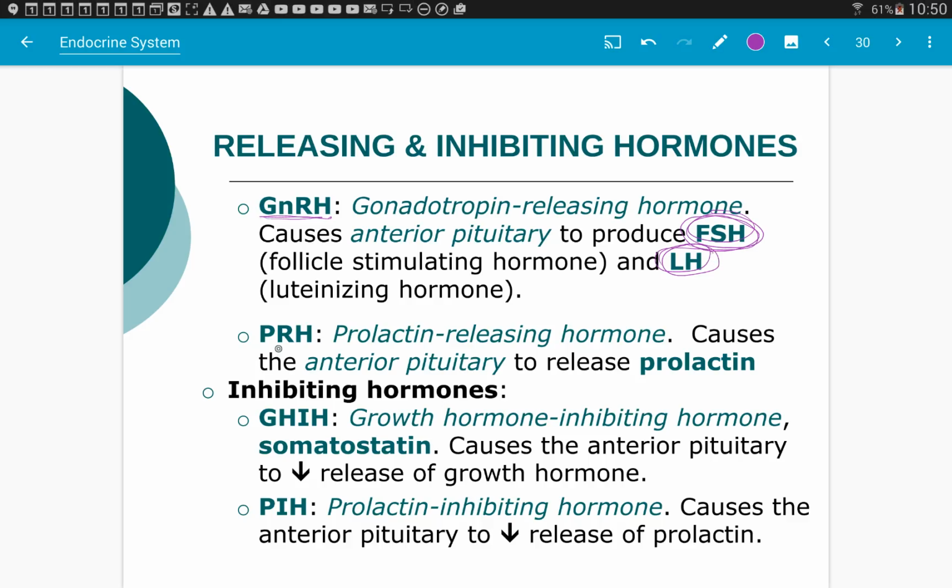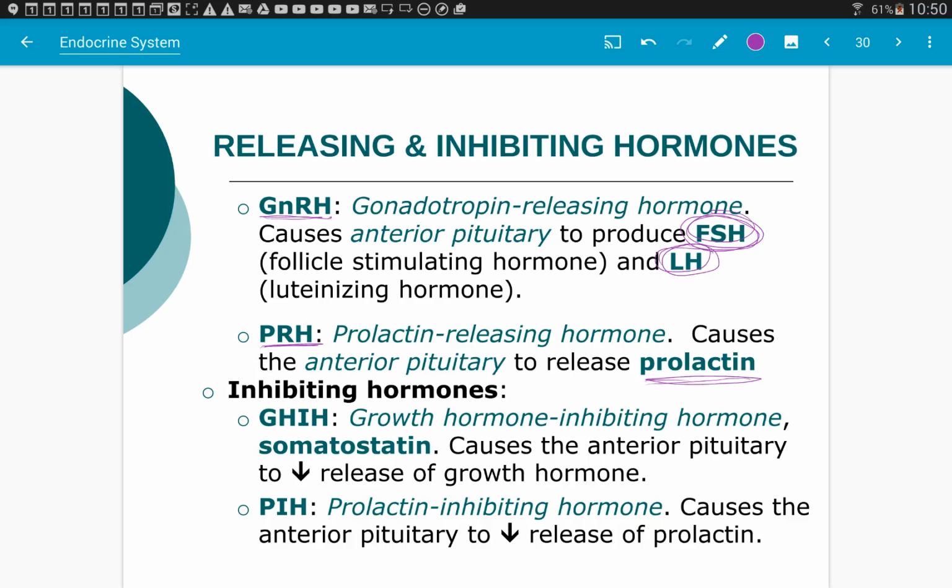Then we have prolactin releasing hormone. I love these releasing hormones because the name includes the hormone involved, so you don't really have to think too hard about what the hormone is ultimately going to be. Prolactin releasing hormone is going to cause your anterior pituitary to release prolactin. And we'll just finish this slide and we'll be done.